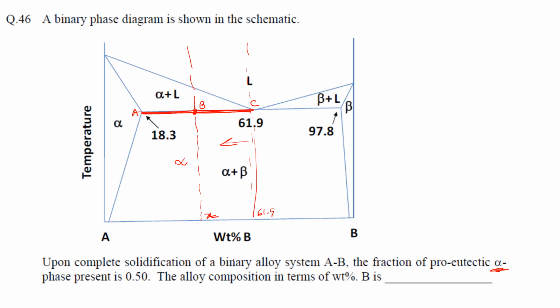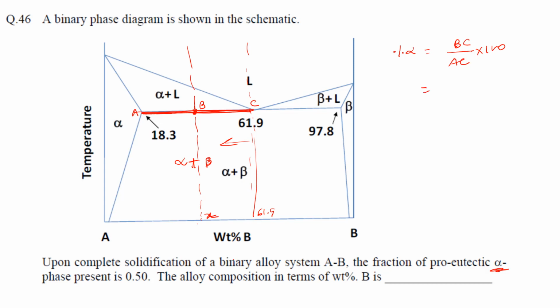So here it will be alpha plus beta, right? So alpha will be the major phase over here on the left hand side. Okay, so the alpha phase present is 0.5 over here, the phase fraction. So the percentage of alpha according to this tie line is BC by AC into 100, right?